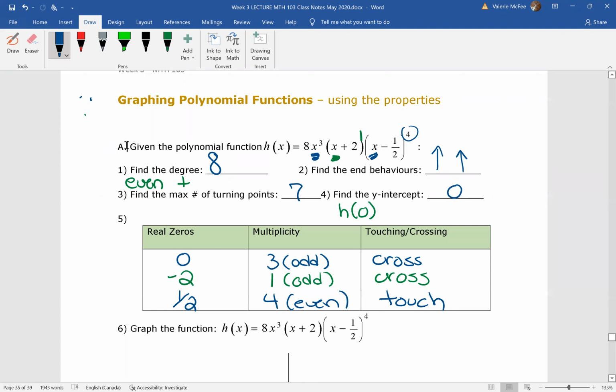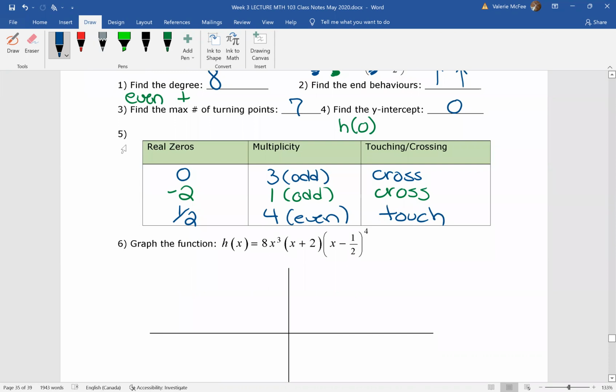Let's put this information onto our graph. A real zero at 0. And I like to mark that it's crossing so I don't forget. A real zero at -2. And it's crossing. A real zero at 1/2. And it's touching. Now remember what we said about the end behaviors. They're both rising and we use the outside.